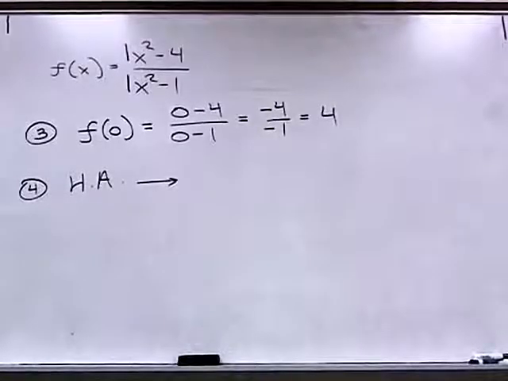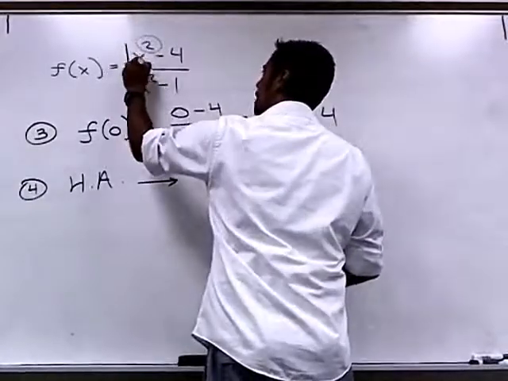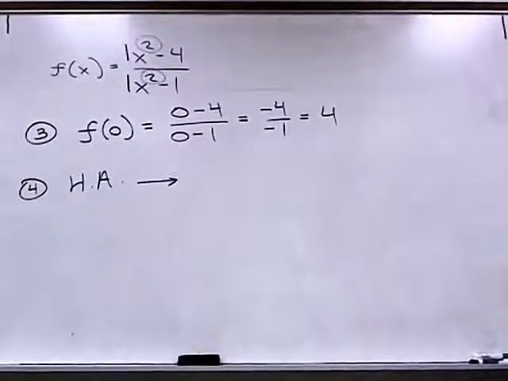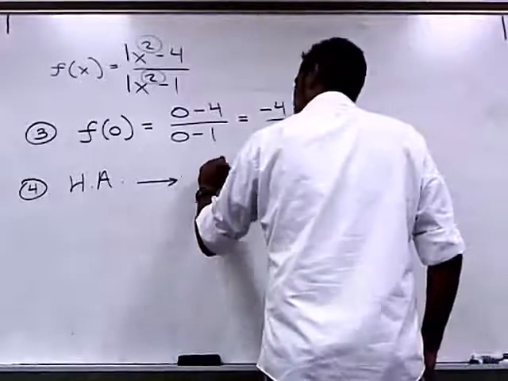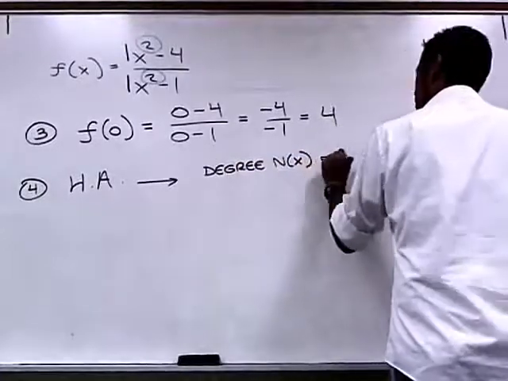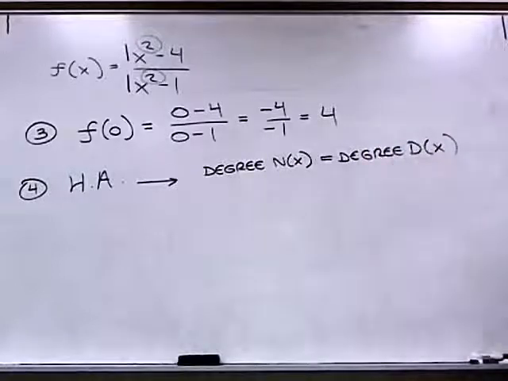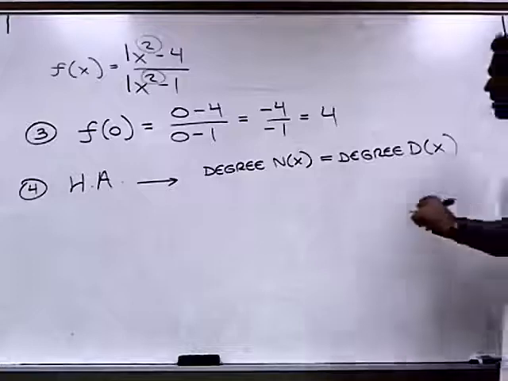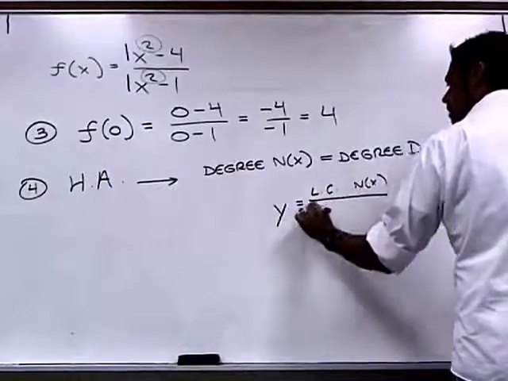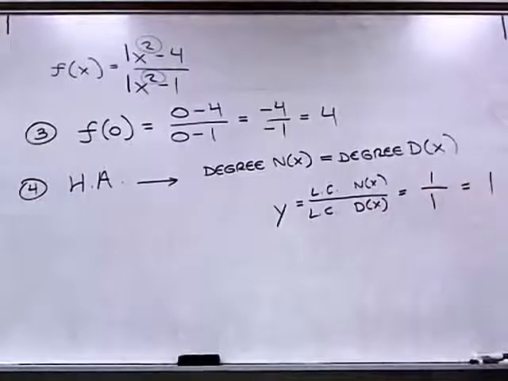Don't make this mistake on the test, because you will look at those numbers 1 and 1 only if these degrees are equal, okay? Last class I didn't show you if they weren't. So they are equal. So what I'm going to say here is that the degree of the numerator is equal to the degree of the denominator. Since that's true, it'll be the leading coefficient of the numerator divided by the leading coefficient of the denominator, which in this case is 1 over 1, which is 1.